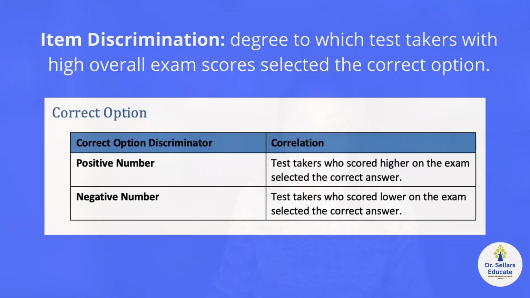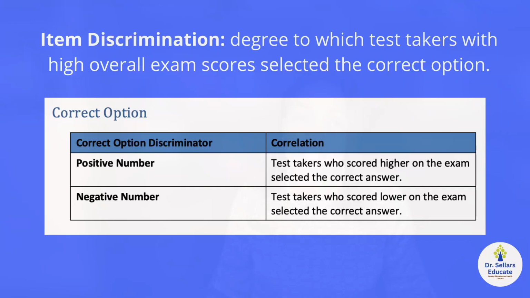The second element you want to consider is the number, positive or negative, when we talk about discrimination. If we have a positive number for the correct option, that is a good thing. That is what we want. We always want the correct option to be positive. Why is that? Well, that tells us that test takers who scored higher on the exam selected the correct answer more often than test takers who scored lower on the exam. So that's positive for the correct option.